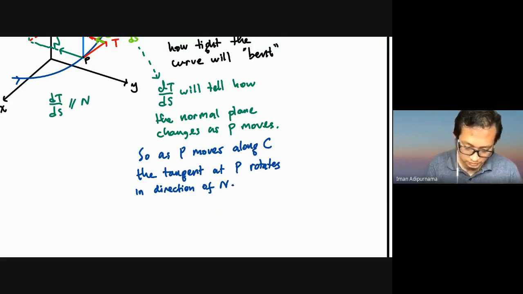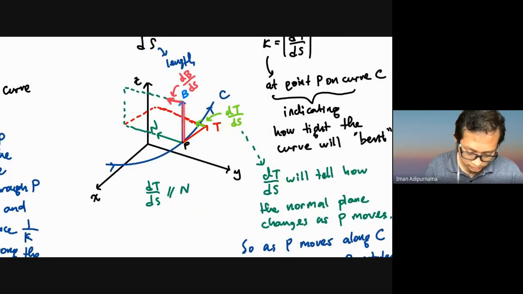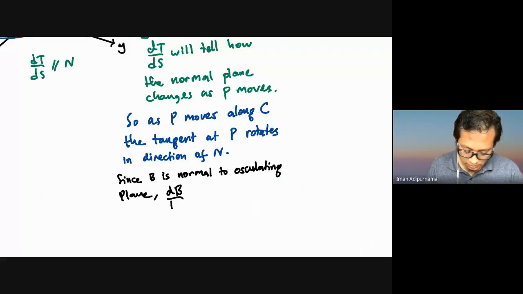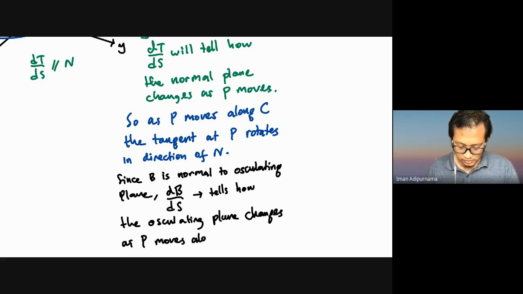So I'm going to write in a different color. Since B is normal to the osculating plane, so B here, and this is the osculating plane here, so it's normal, right? Since B is normal to the osculating plane, dB over dS tells how the osculating plane changes as P moves along C.